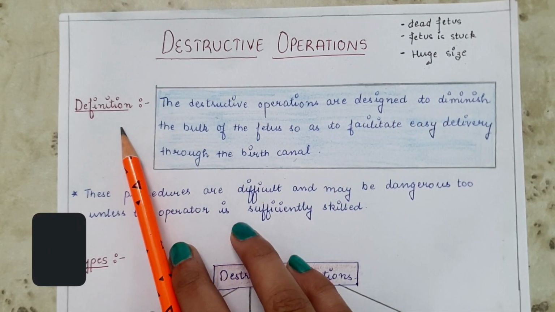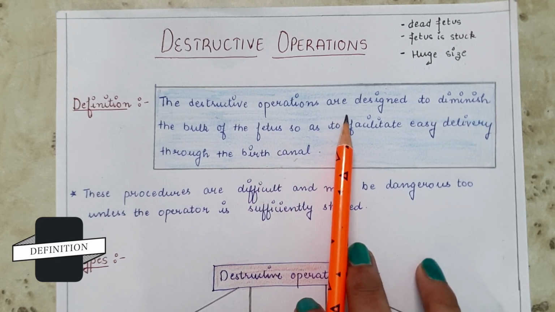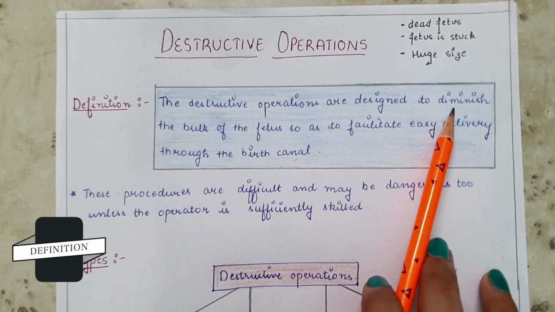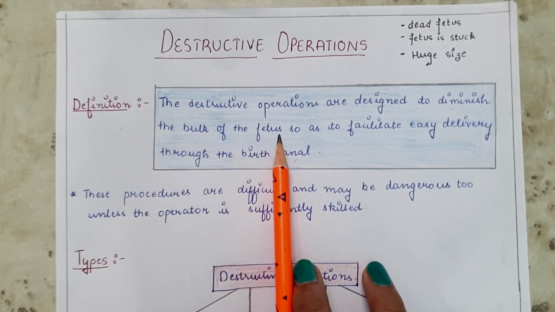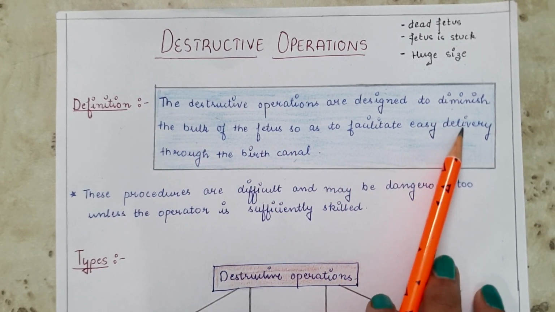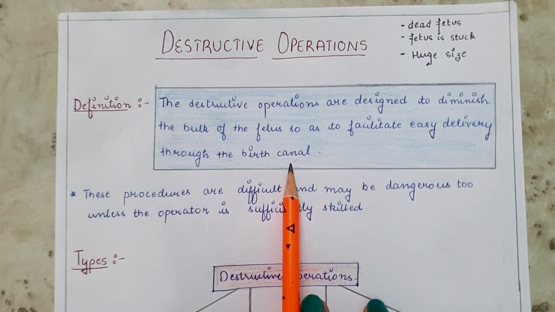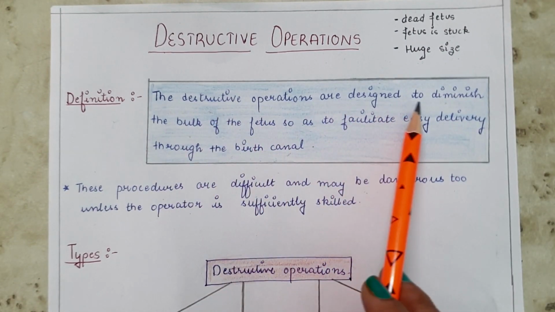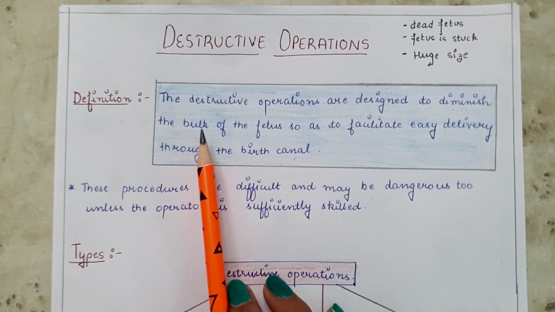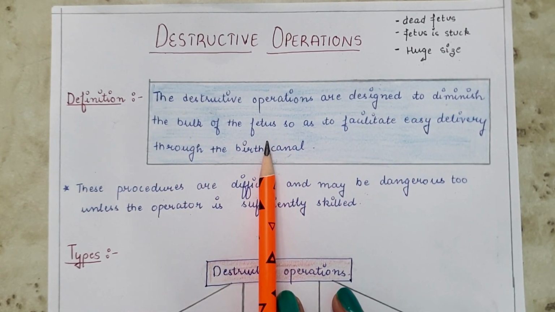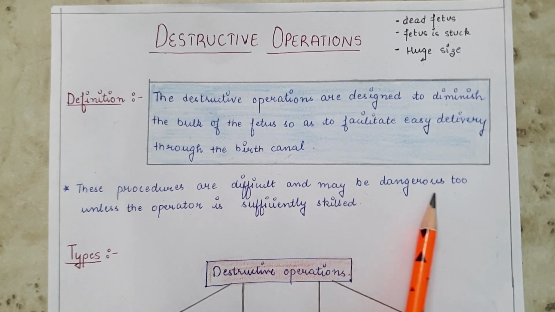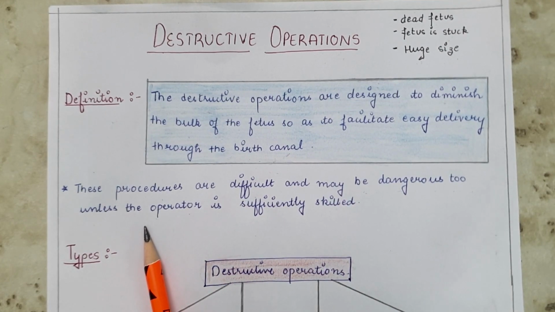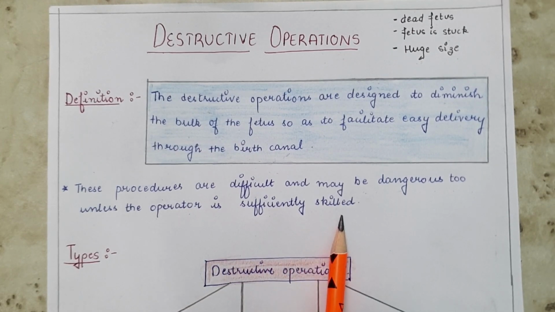So first of all, its definition. The destructive operations are designed to diminish or reduce the bulk, that is, the size and the mass of the fetus, so as to facilitate easy delivery through the birth canal. These procedures are actually difficult and may be dangerous too. So to perform these operations, there must be an operator who is sufficiently skilled.